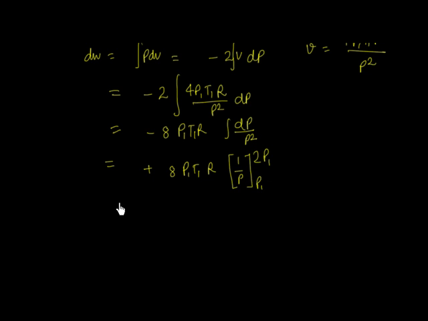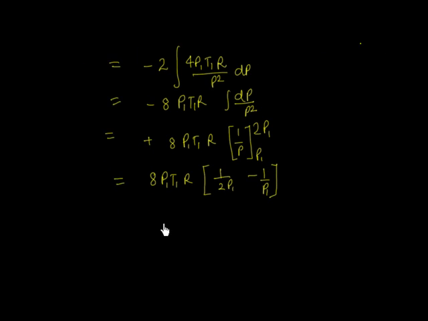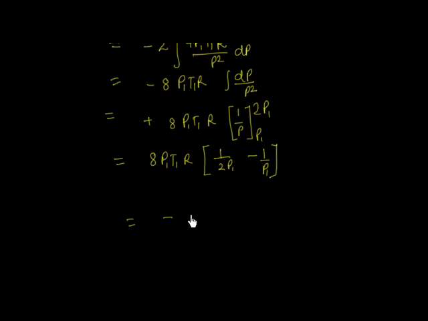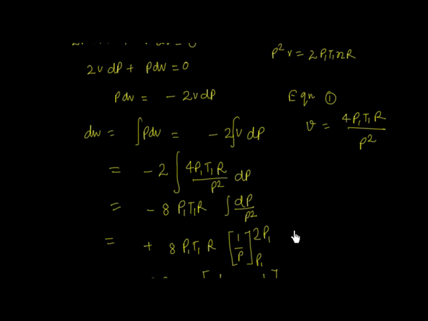So if you do this one, what you will have? You will have 8 P1T1R, and this is 1 by 2P1 minus 1 by P1. So you will have minus 1 by 2P1. So this is minus 8 P1T1R divided by 2P1. So P1 goes. So you will have minus 4 T1R. Are you getting or not? So this is the work done.